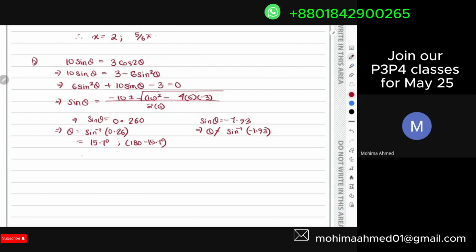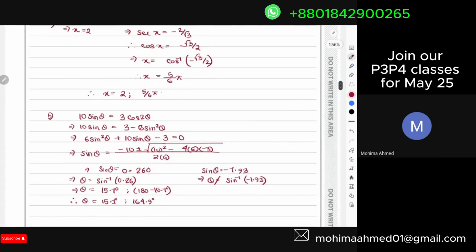So now going to continue there. We get 15.1 degrees and 180 minus 15.1, that's 164.9 degrees. Okay, so the value of your theta is this then. That's it for question 5.